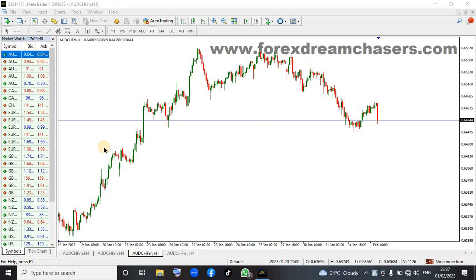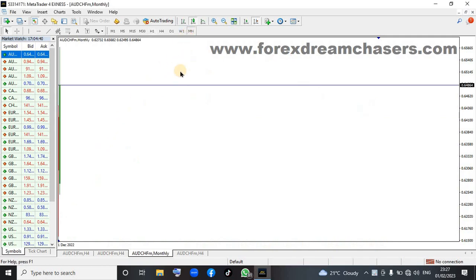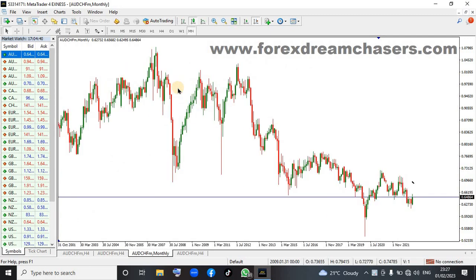Hi, welcome back. Today's topic is about trend lines. So today I want us to focus more on trend lines. Let's go to monthly and see if we can get trend lines from higher time frame.